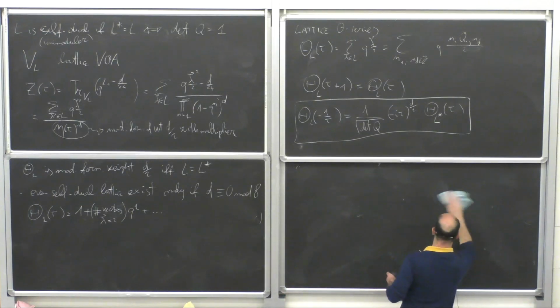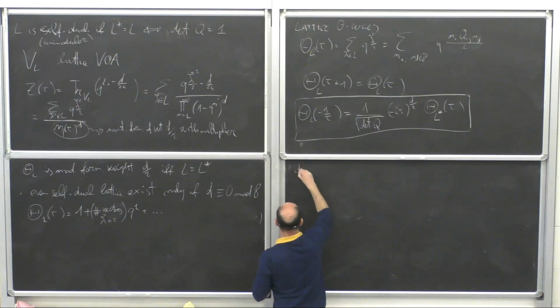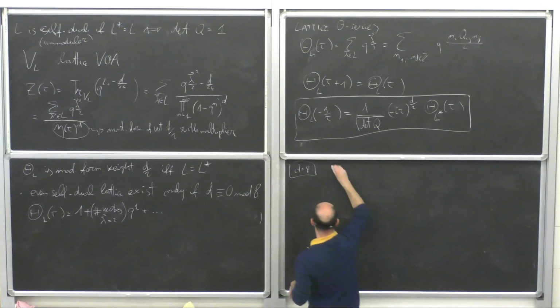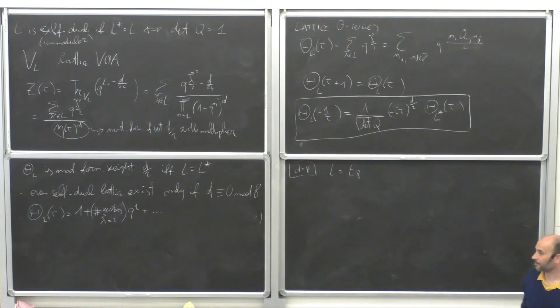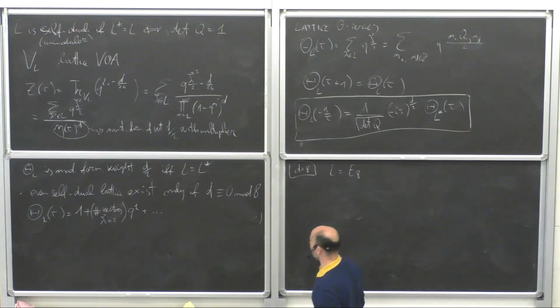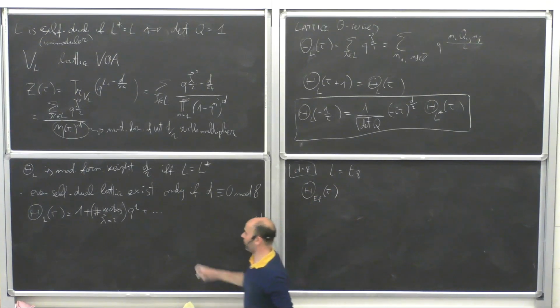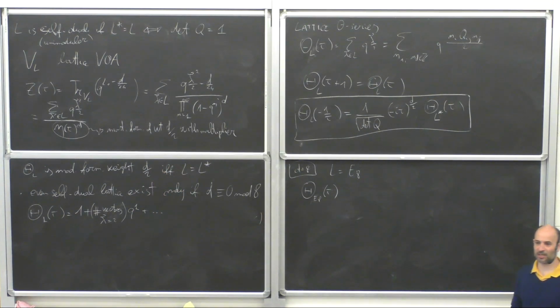So you start with the smallest dimension, d equals 8. And here there is only one even self-dual lattice, which is the E8 root lattice. So the theta function, theta of E8 of tau, is a modular form of weight 4 for SL(2,Z). This is an honest modular form, holomorphic and everything.